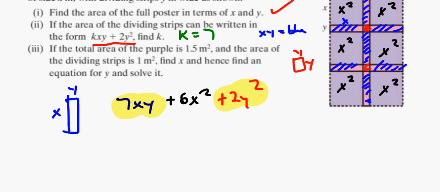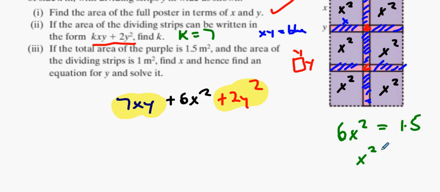No bother. Okay, how many x squareds do we have? And we're told that the purple parts equal 1.5. What's 1.5 divided by 6? Is it 0.25? And what's the square root of 0.25? Everybody happy with x being 0.5? Okay.